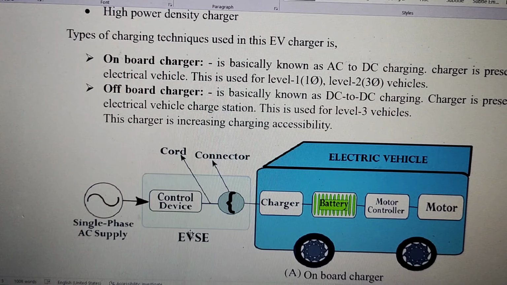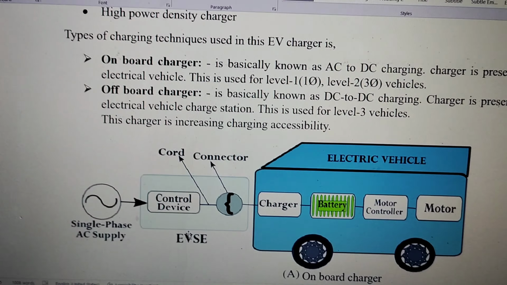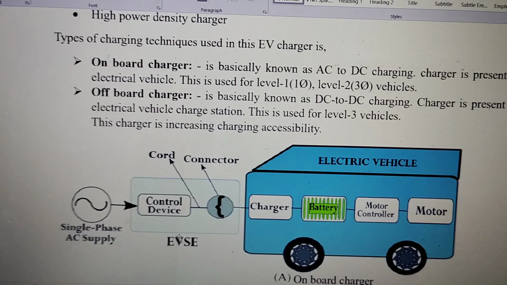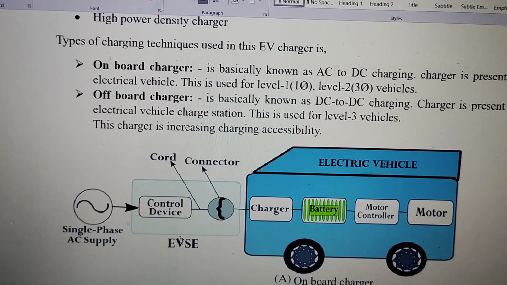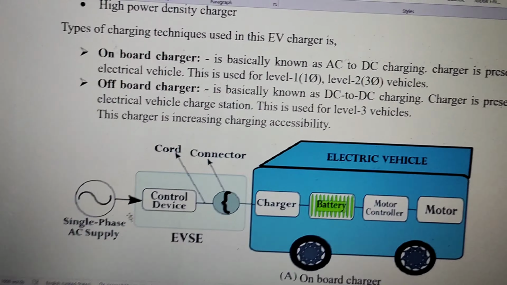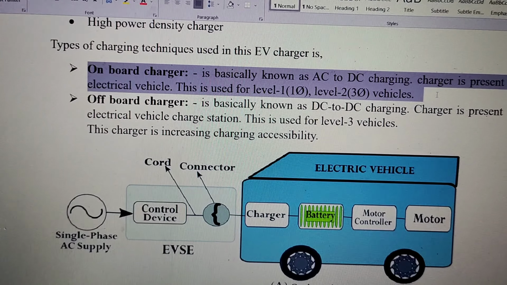Mainly chargers are of 2 types. First one is onboard charging. Second one is offboard charging. What is the difference between onboard and offboard? Onboard is where the conversion of AC to DC is present in the vehicle, but in offboard the conversion of AC to DC is not present in the vehicle. So we need to supply the charging directly as DC to DC. Here you are seeing onboard charging, which is basically known as AC to DC charging. The charger is present in the electrical vehicle.